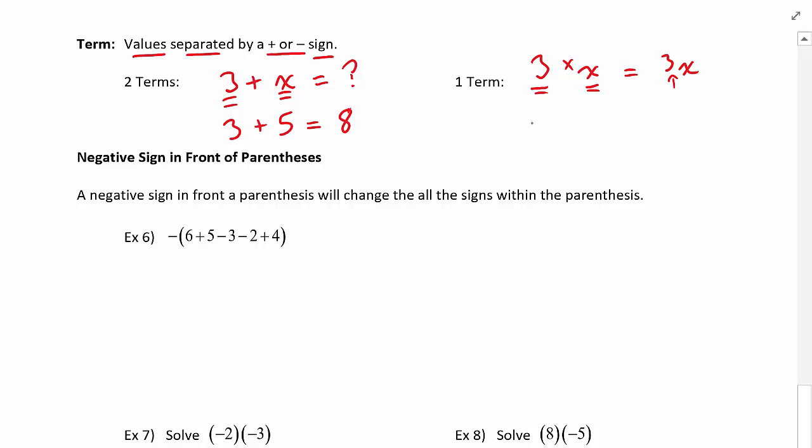In addition, we can have 3 divided by x. Once again, you see the 3 is in the numerator and the x is in the denominator. These two values you might think are separate terms, but they're not. They're not separated by a positive sign or a negative sign. They're separated by a division sign.